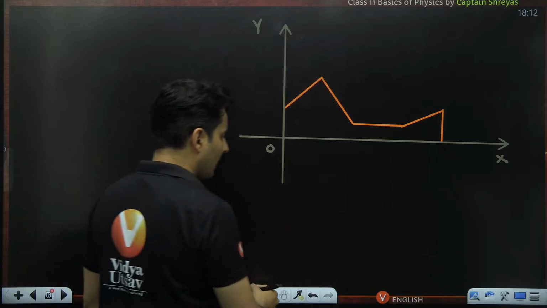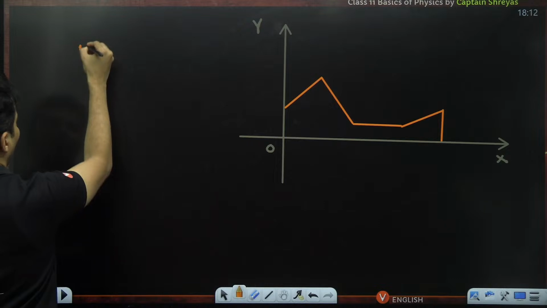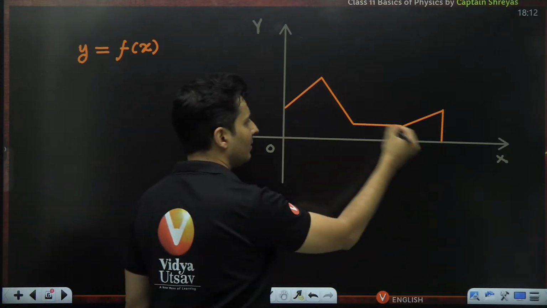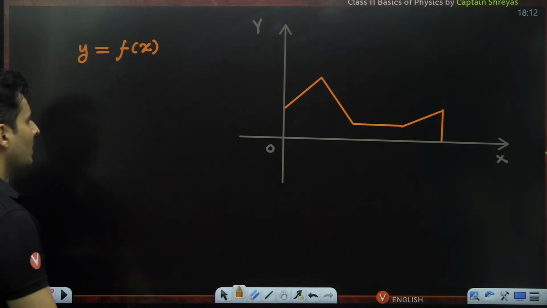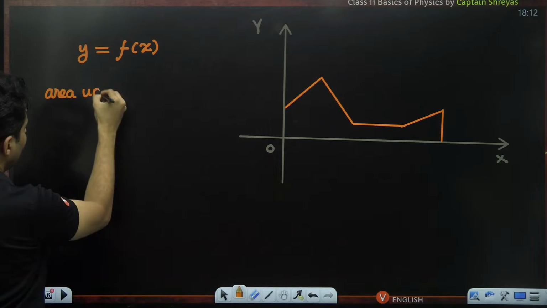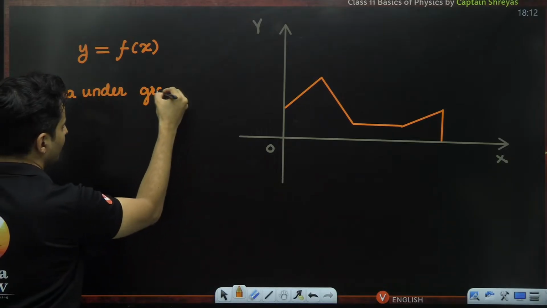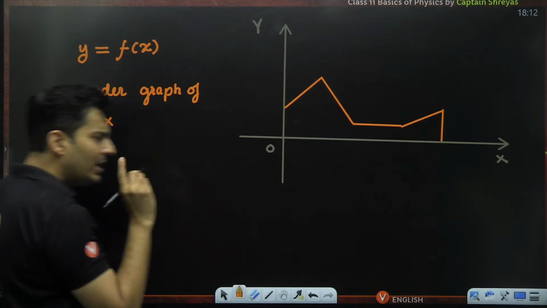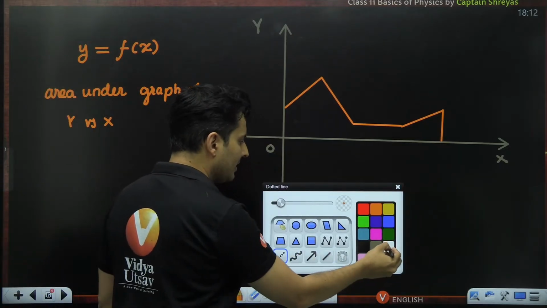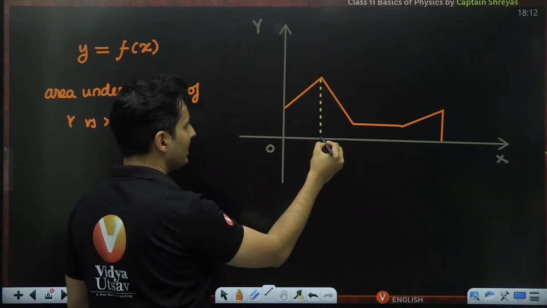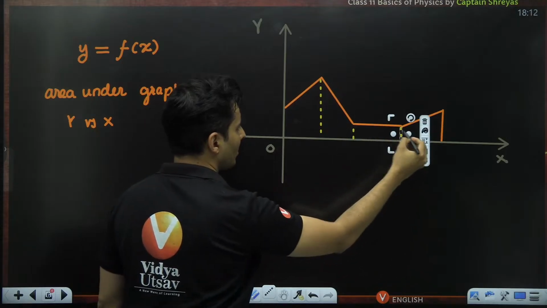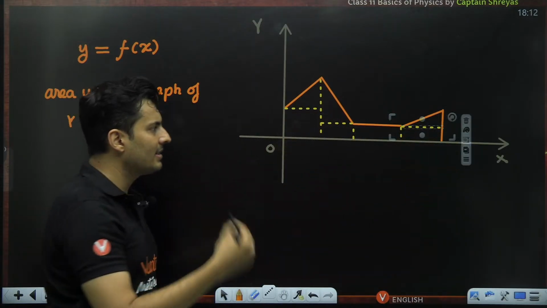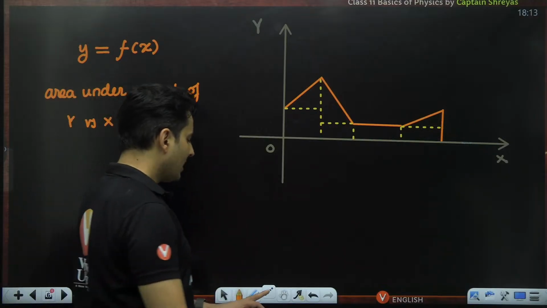If I tell you that this is a graph of some function y is equal to f of x, for every x there is a unique value of y. Then the area under the graph of y versus x can be easily found because I can now break this down into something like this, like this. You can see a lot of triangles and rectangles are formed.